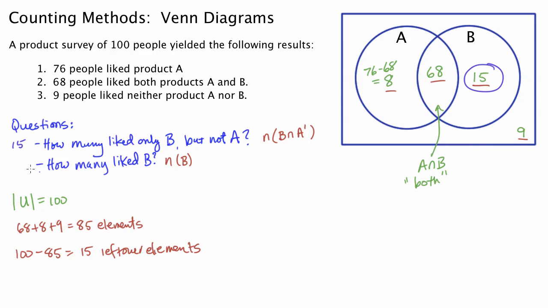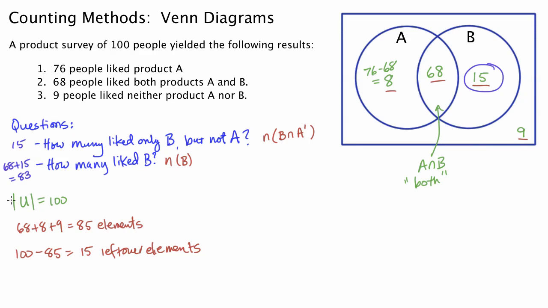How many liked B? Well, that is 68 plus 15. If you look back at the Venn diagram, inside B is the intersection, the 68 in the middle here, but it's also the 15 that only liked B. So all totaled, there are 83 of those.